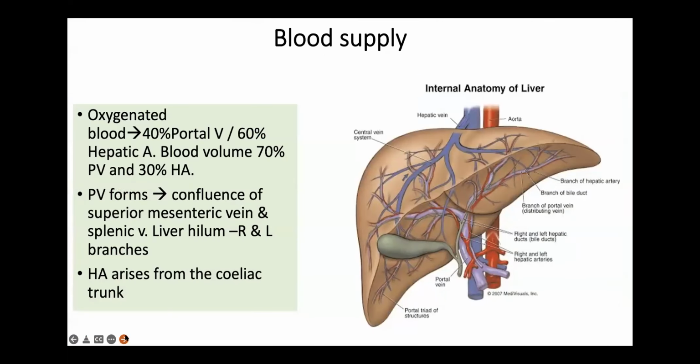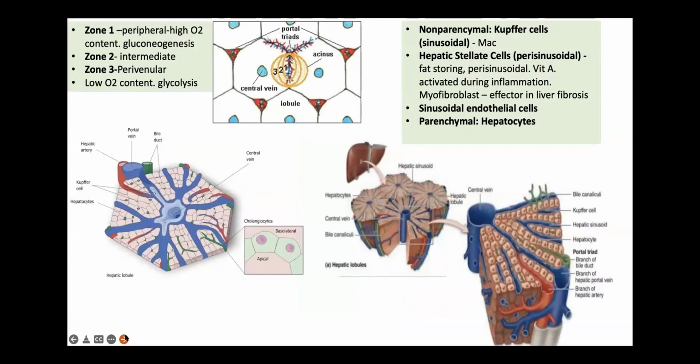In terms of the blood supply of the liver, the liver gets 40% of its oxygenated blood from the portal vein, 60% of its oxygenated blood from the hepatic artery, and total blood volume of 70% from the portal vein and 30% from the hepatic artery. The portal vein is formed by a confluence of the superior mesenteric vein and the splenic vein, and in the hilum divides into the right and left branches. The hepatic artery arises from the celiac trunk. So basically the liver has a dual blood supply.